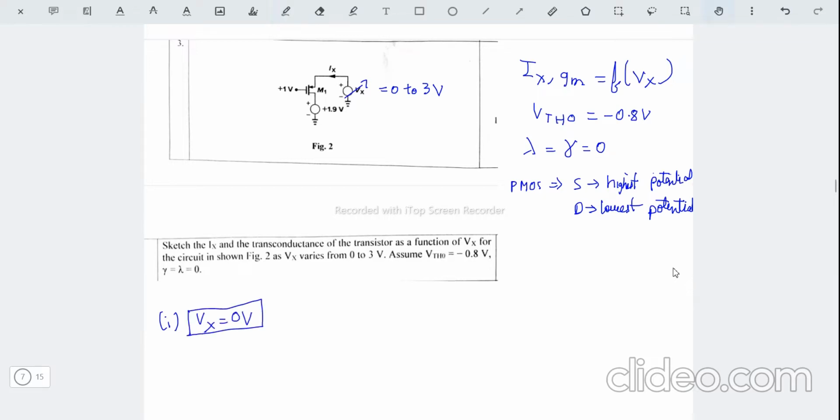So when Vx is 0 volts, I will label it as node A and node B. As mentioned, in PMOS, the terminal having the highest voltage is called the source terminal, whereas the terminal with the lowest voltage is called the drain terminal. So we can clearly see that when Vx is 0 volts, node A is the drain and node B is the source.